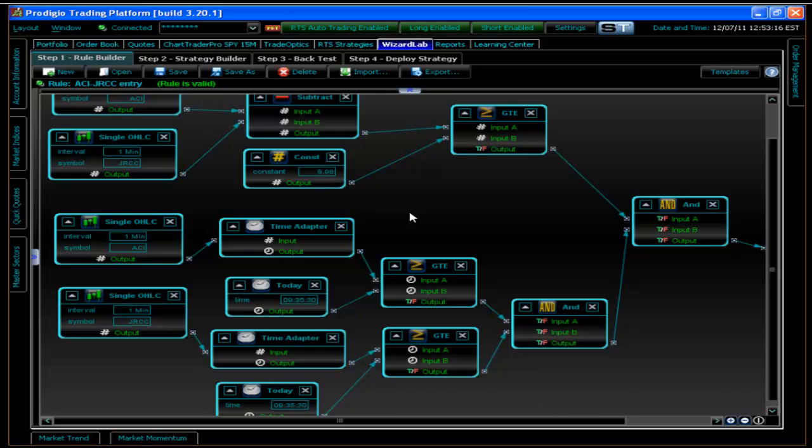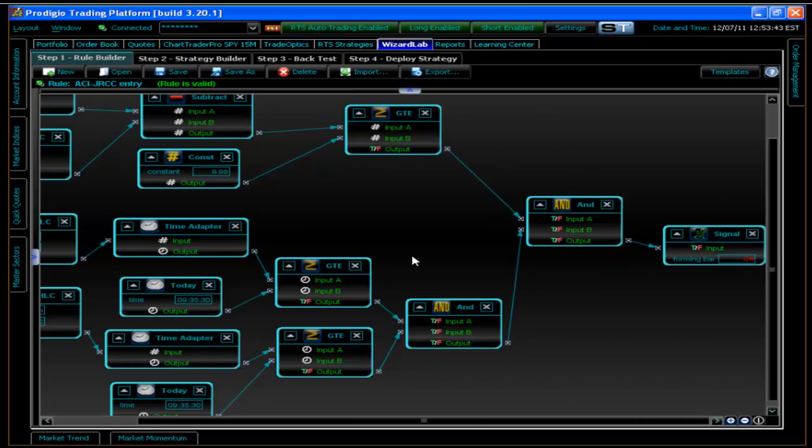What's another thing to note about this is that what you're really doing here with the time adapter is looking for a print on the stock. So Prodigio is basically asking, is the print of the 1 minute OHLC on ACI, coming in on the time and sales, greater than 9:35 today? Or on GRCC, is that print today, time of day, greater than 9:35? And if both of those are greater than, hook it together with an AND operator. If all of this is true, output your signal. Very simply.